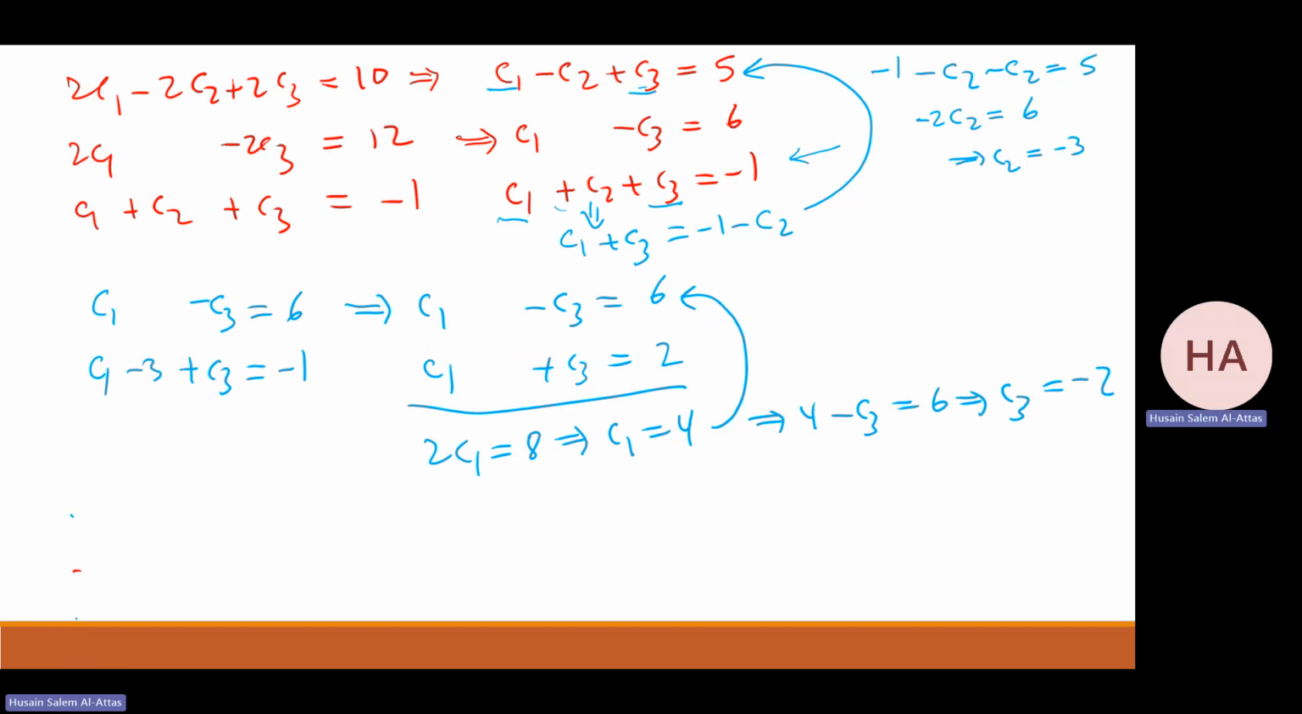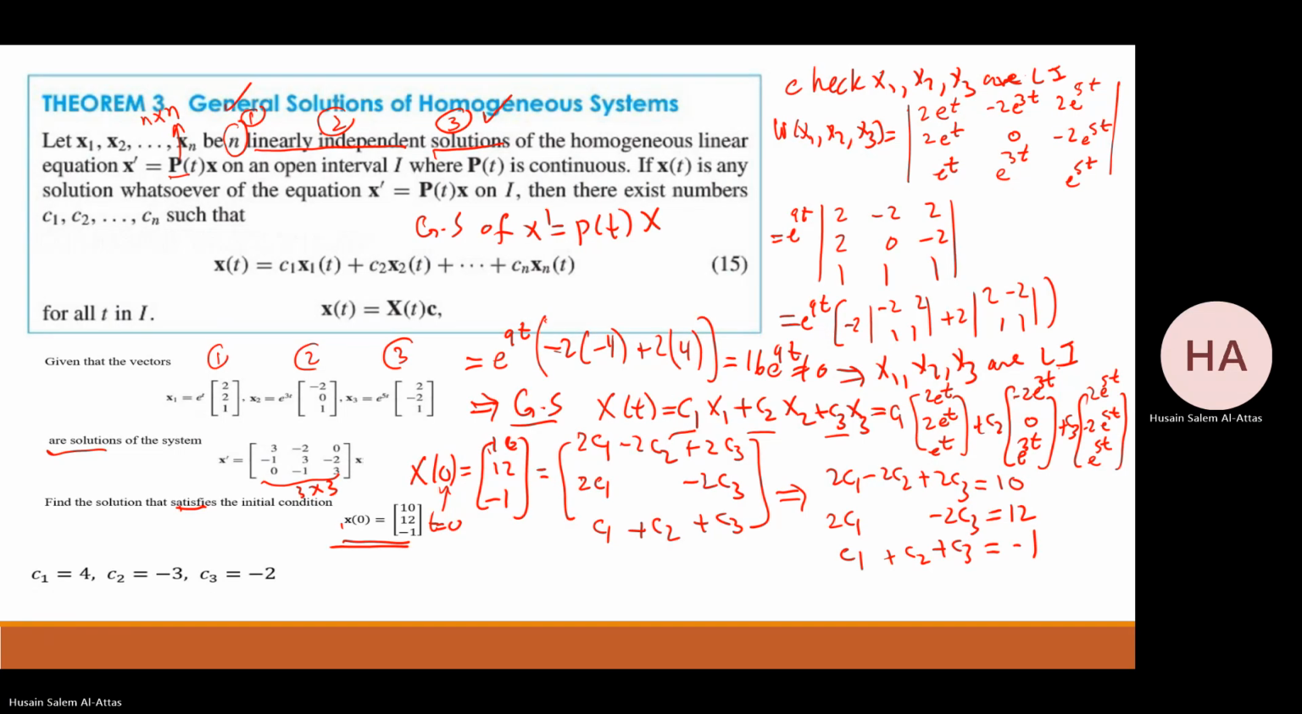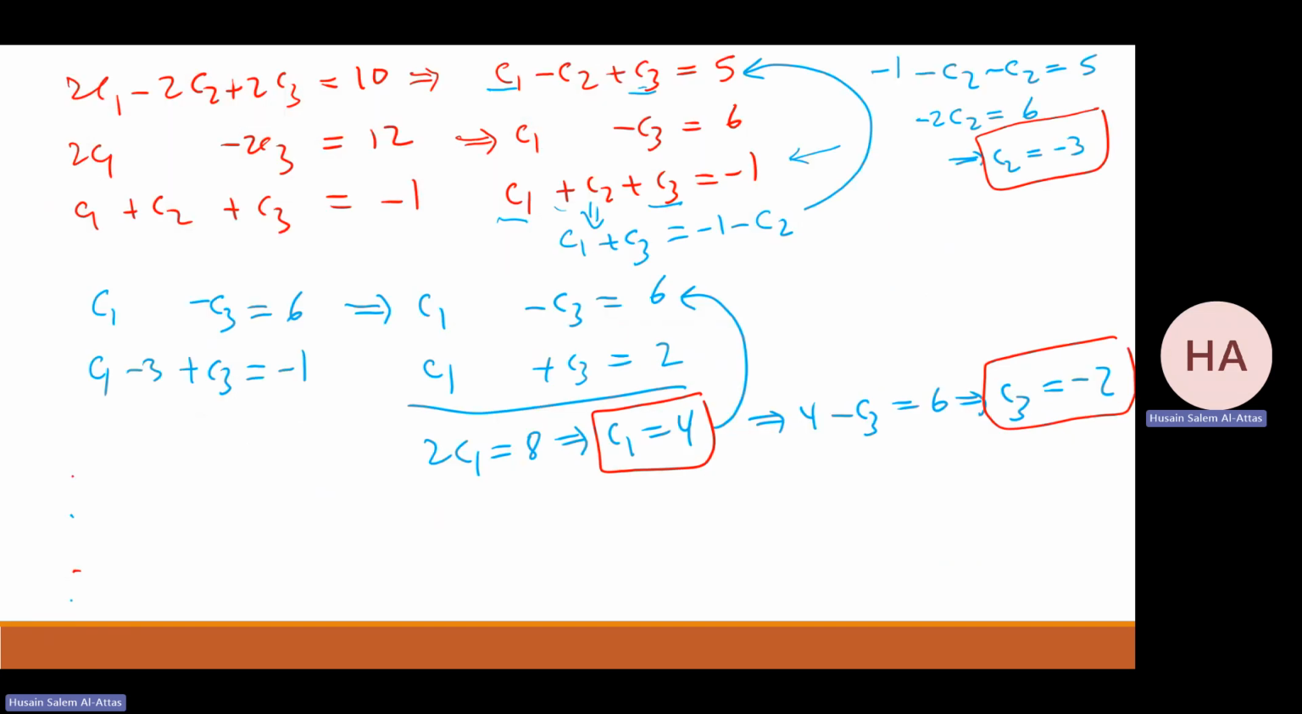So I have these solutions: C2 is -3, C3 is -2, and C1 equals 4. So it will be my solution. Now I plug C1, C2 in this one. This is my solution, which satisfies both the equation and the condition. I have C1, which is 4.